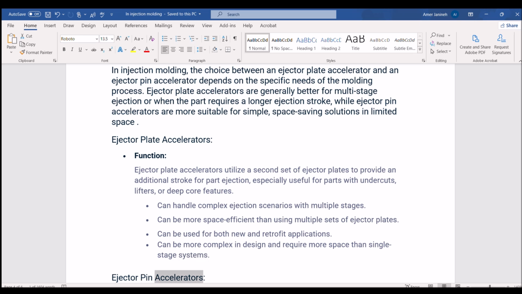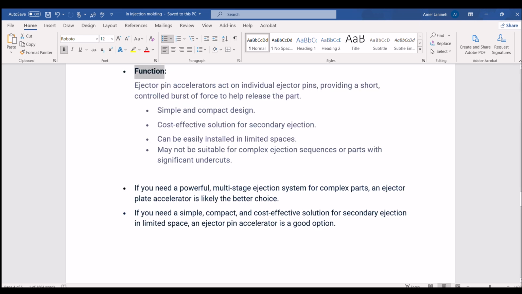Ejector pin accelerators. Function: they act on individual ejector pins, providing a short, controlled burst of force to help release the part. Simple and compact design. Cost-effective solution for secondary ejection. Can be easily installed in limited spaces. May not be suitable for complex ejection sequences or parts with significant undercuts.